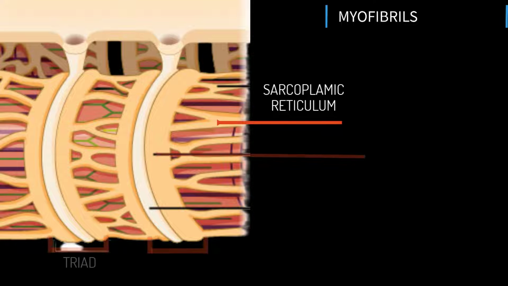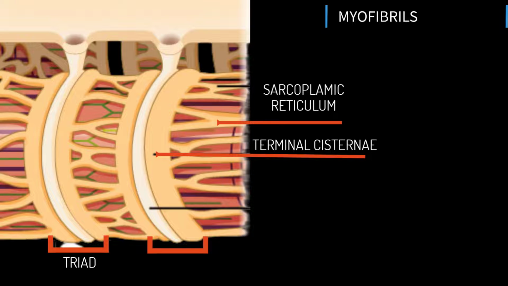2 important terms to note here are terminal cistern and triad. Terminal cistern refers to the dilated end sacs of the sarcoplasmic reticulum that butt up against the T-tubules from both sides, and a triad refers to the area where a T-tubule and 2 terminal cisterns are found. When stimulated, the terminal cisterns of the triads will release calcium ions that will trigger a muscle contraction.